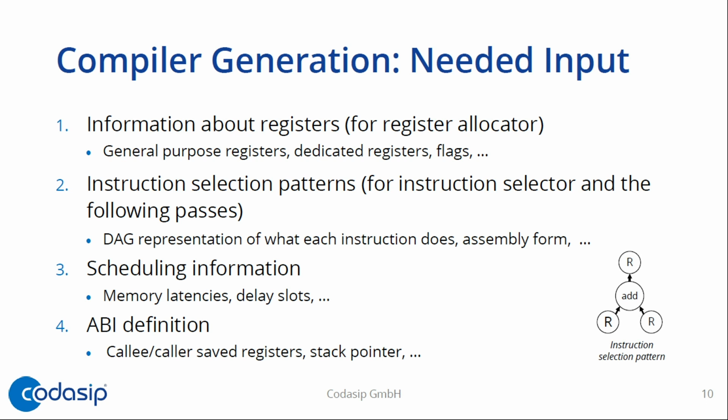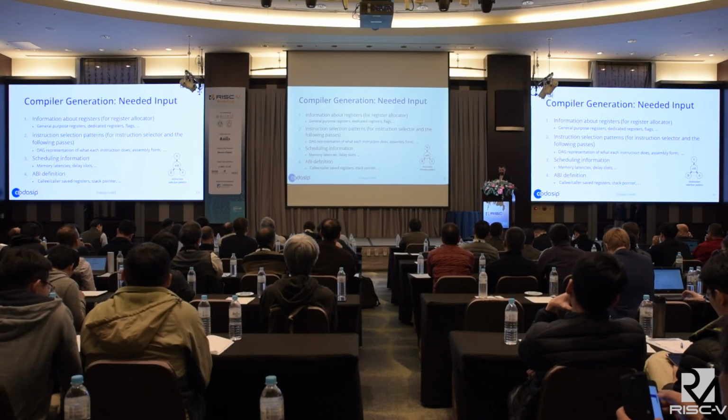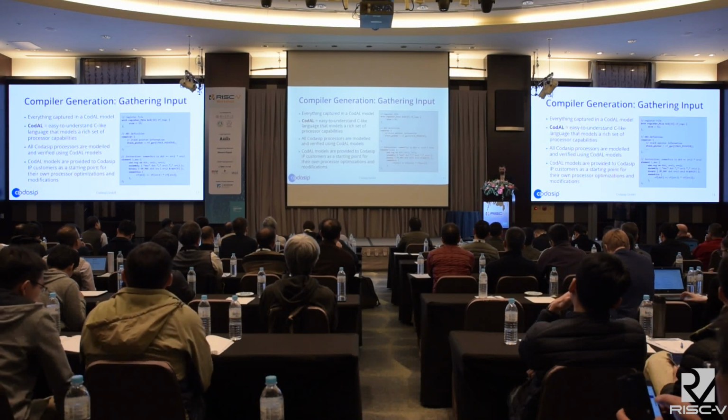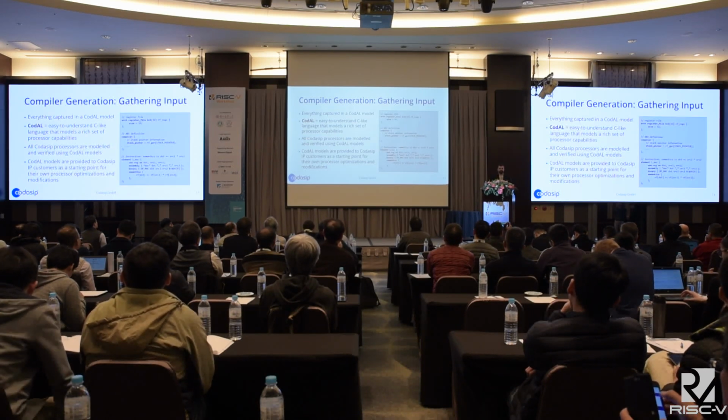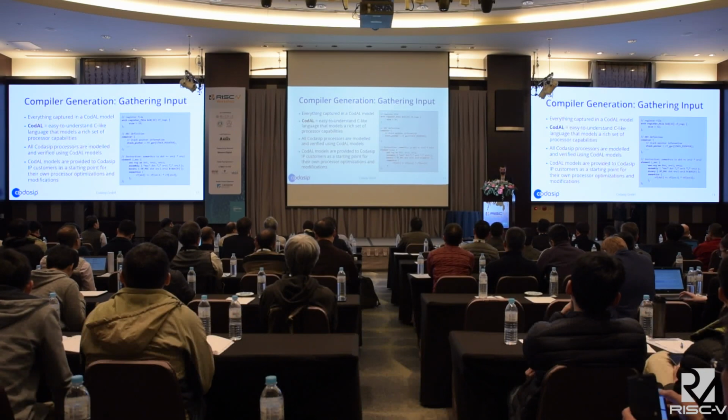And last but not least is also the ABI definition. In the case of RISC-V, it's more or less fixed, but if you need something else for whatever reason, then we can change it easily as well. So how do we gather this information? Once again, everything is captured in Codel, in a single description.